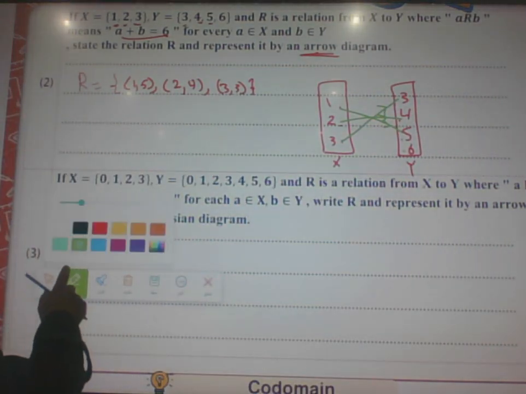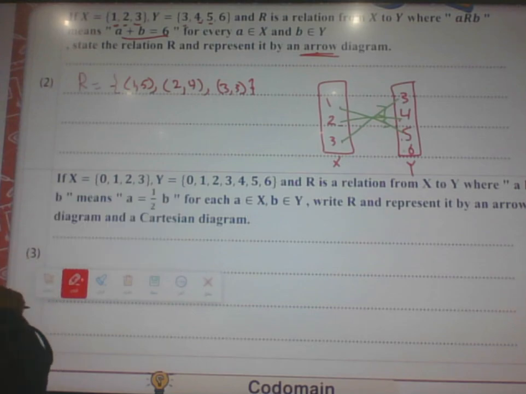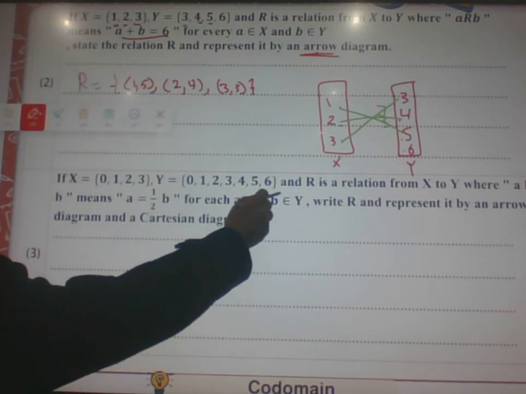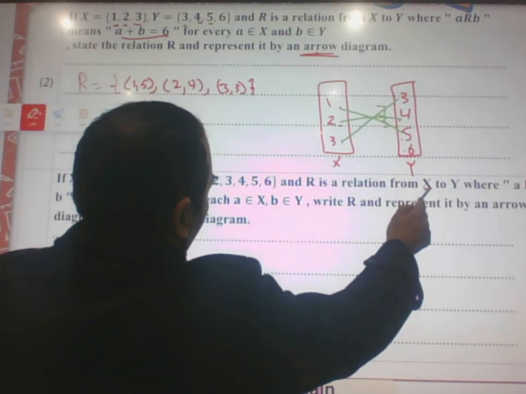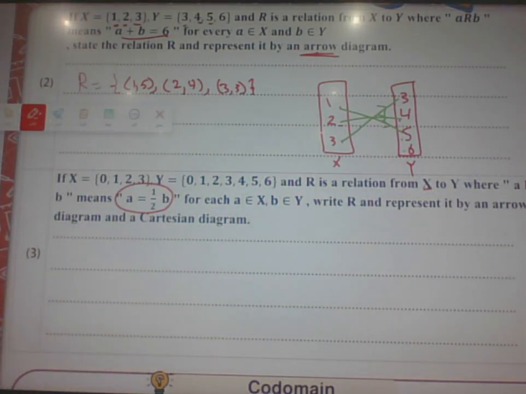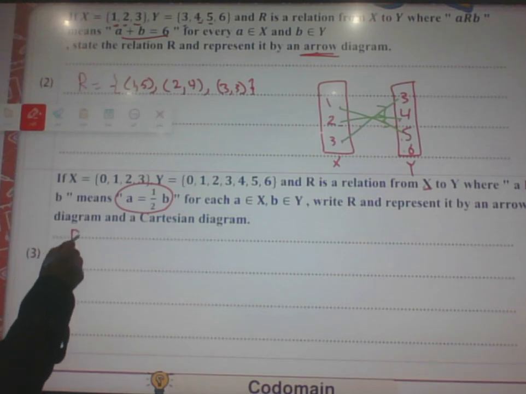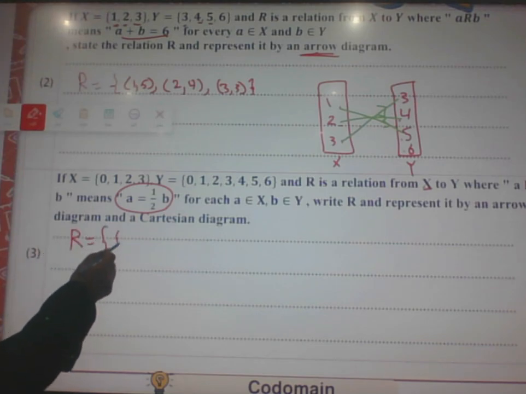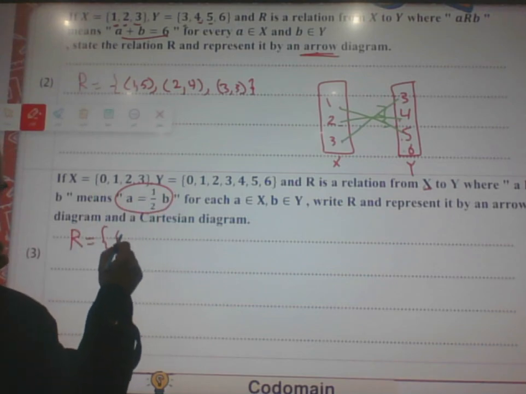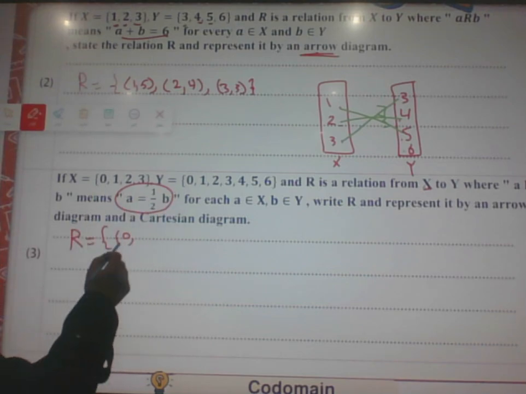Next question down here, number 2. If X equals {0, 1, 2, 3}, and Y is 0 to 6, and the relation between X and Y means a equals half of b. Okay, we can find first the relation between them. The first, look at here, 0, half of 0, right? 0. We can write 0, half of 0, okay?